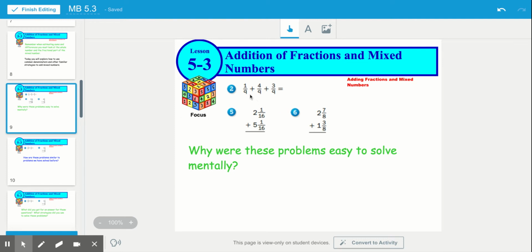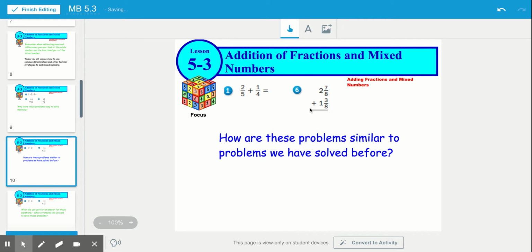Hopefully, you said because their denominators are the same. In number 2, all the denominators are 9. In number 5, both denominators are 16. And in number 6, both denominators are 8. That makes it easy. We don't have to do any other steps. We can just jump right in and do our addition.